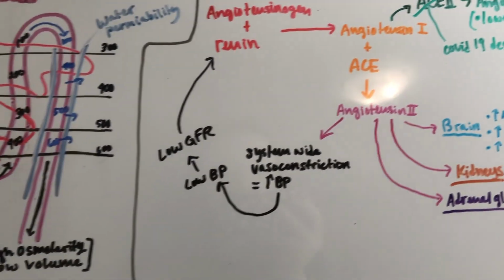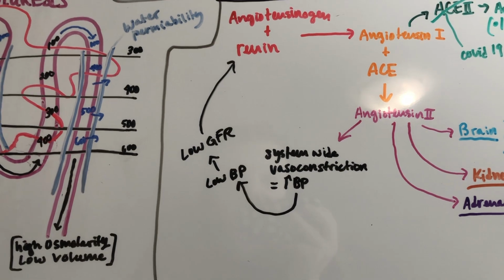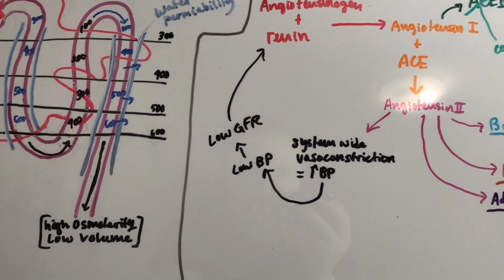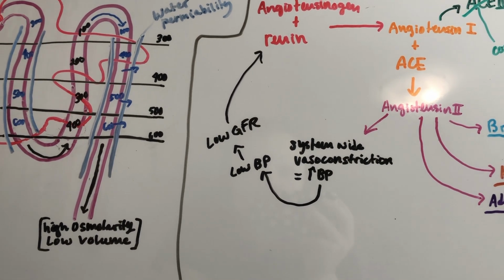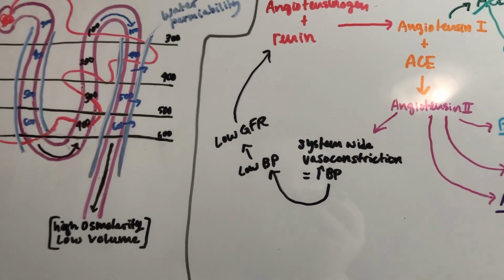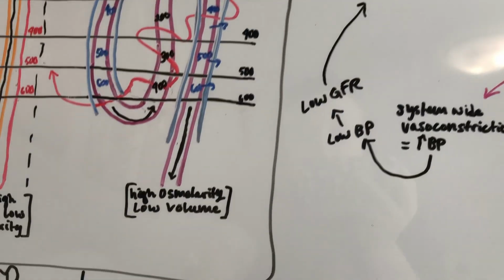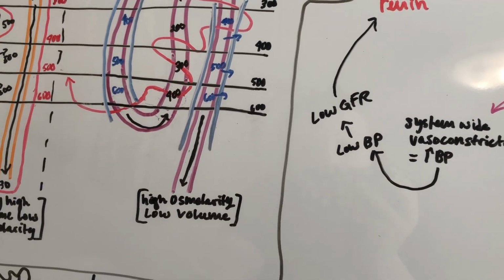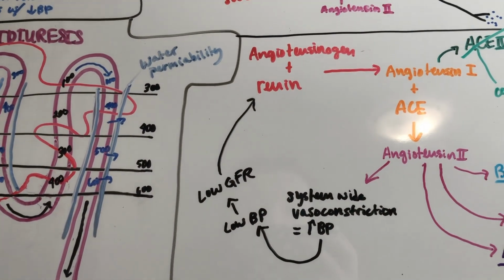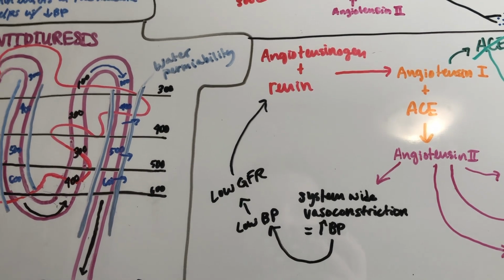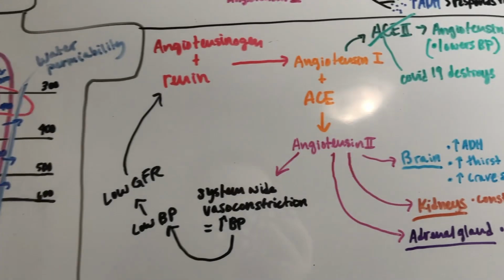And then we have it coming over, and you're going to have system-wide vasoconstriction, which is going to lead to an increase in blood pressure. And this is going to then, we're going to have a lower BP, which is then going to lead to a low GFR that we talked about earlier. And that low GFR is going to then stimulate the angiotensin plus renin. So there's another feedback cycle.